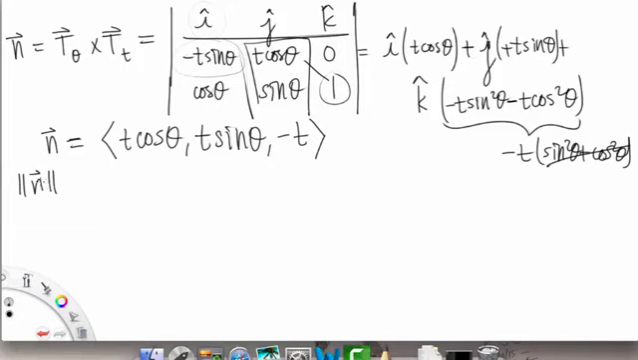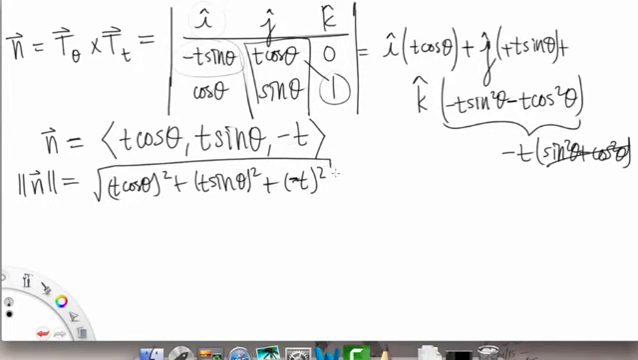So we have the magnitude of the normal vector, and that's just going to be the square of all of these added together separately, and then square root the entire thing. So we're going to have t cosine theta squared plus t sine theta, quantity squared, plus negative t quantity squared. There's a negative here. And then square root the entire thing. Okay? And what you get here is t squared cosine squared theta plus t squared sine squared theta plus a t squared, all under the square root.